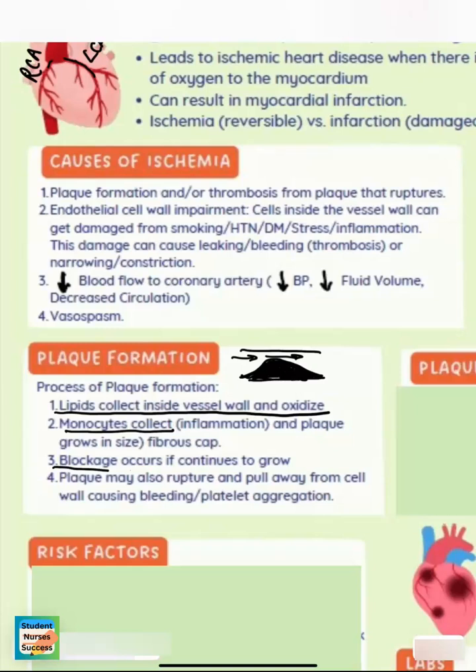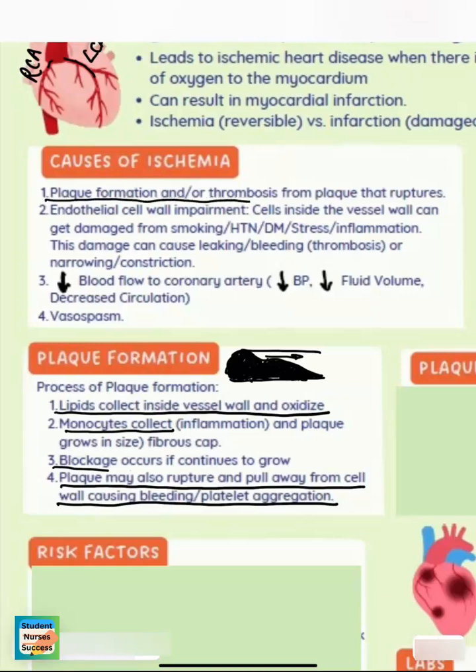What also may happen is that this plaque may actually start to separate and rip off and actually block the vessel from it being dislodged. And in this particular case, when it starts to dislodge, we get platelets that aggregate there and we actually develop a whole clot there. So as that plaque gets larger and continues to grow, it actually may rupture, pull away from the cell wall, and actually cause a thrombosis or a clot. So that's where we get this plaque formation and/or thrombosis from a plaque that ruptures.